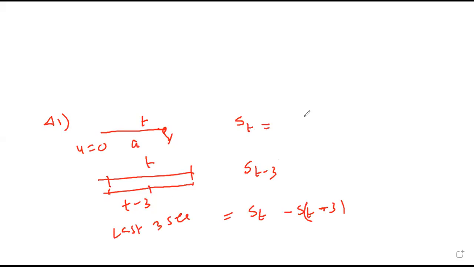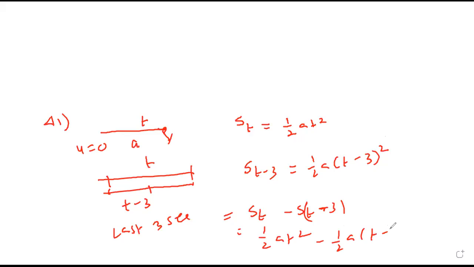Now we are starting from the start, so u is 0. Then what will be the formula for s? In 3 seconds, half a t square, and for t minus 3, half a (t minus 3) the whole square. Correct? That means it will be half a t square minus half a (t minus 3) square.